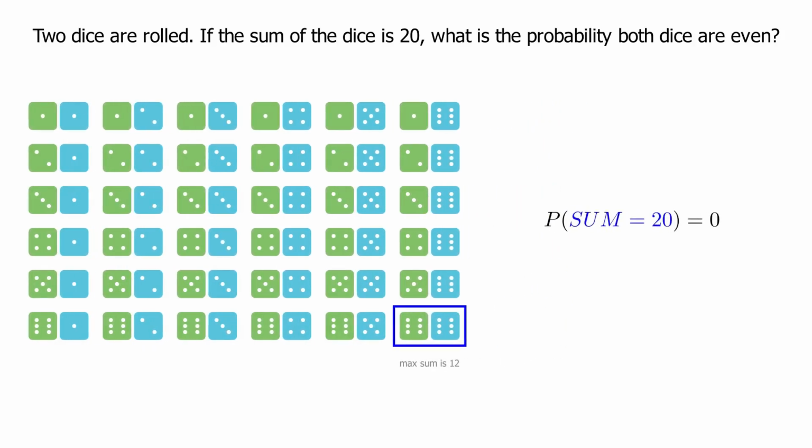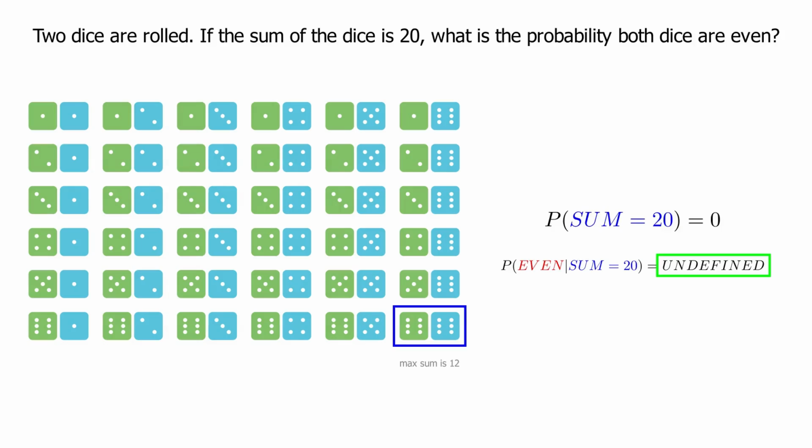And if you remember when I was going over the formulas, it's very pertinent that the probability of what we're given is greater than 0. And in this case, that is not the case. So when we find the probability of rolling a pair that is even, given that its sum is 20, it'll actually be undefined because the probability of what we're given is already 0. So this was a trick question. I just wanted to sneak that in there. But let's move on to the next example.